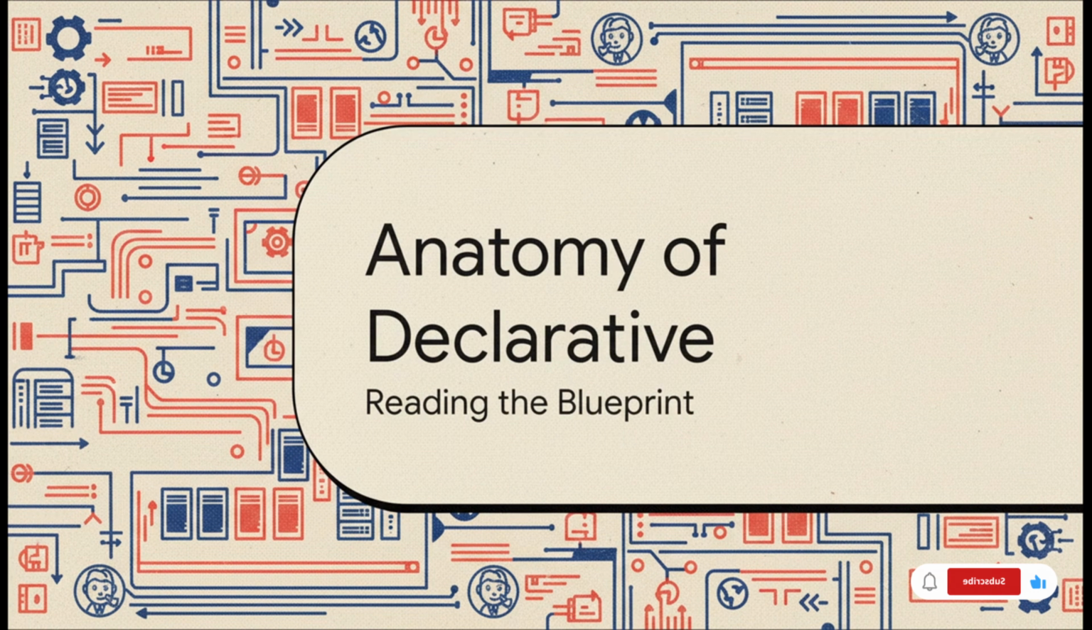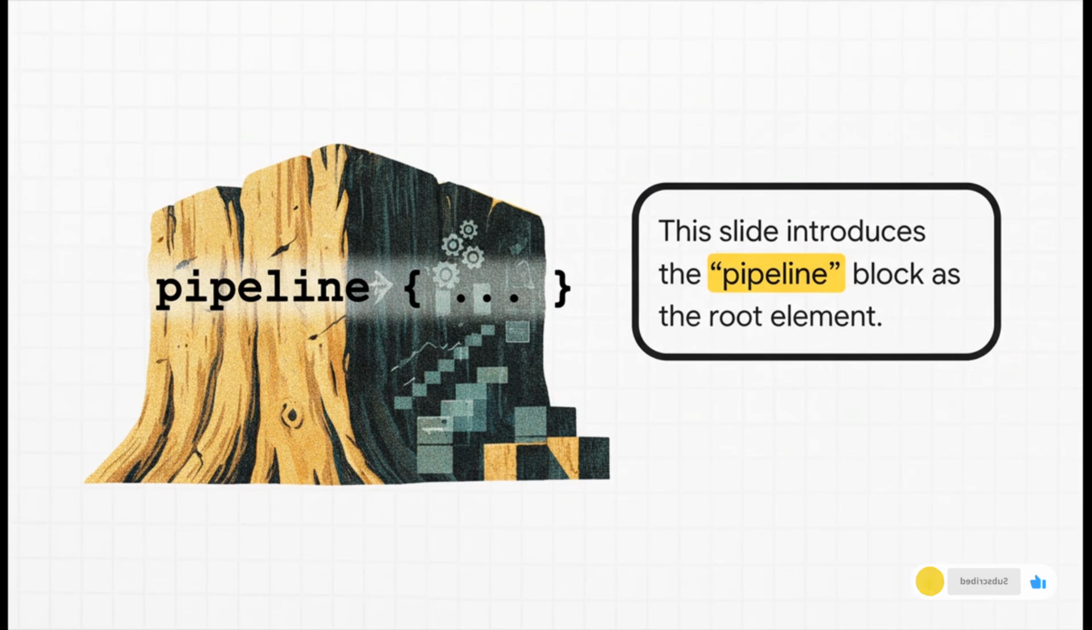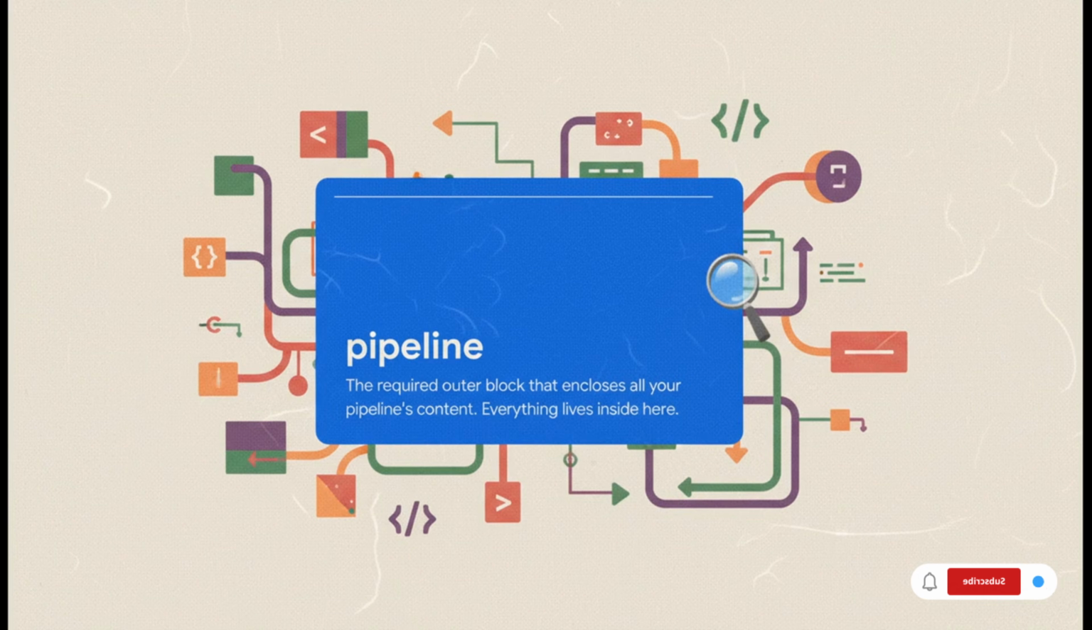Let's pull it apart, piece by piece, so you can learn to read this blueprint like an absolute pro. Every single declarative Jenkinsfile you'll ever see starts with this one essential block. It's the root of everything. This pipeline block, it's the main wrapper for the whole file.